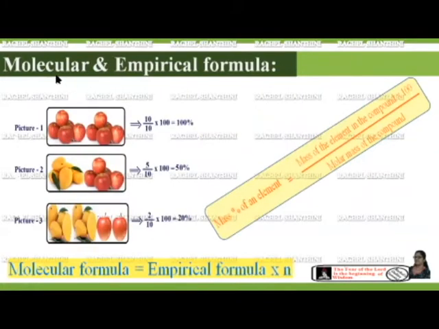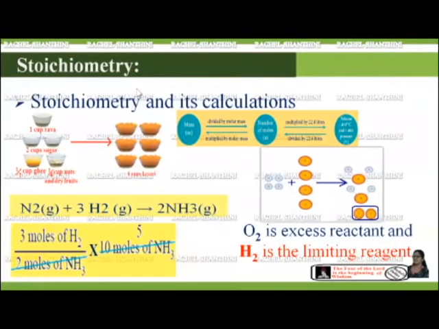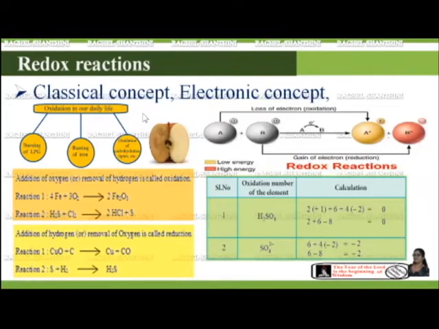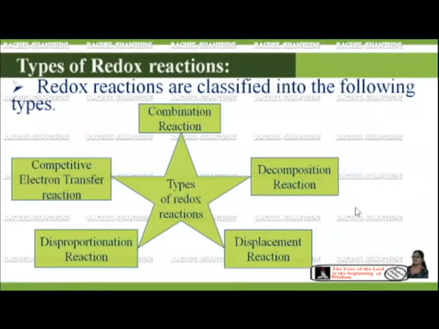In session 1.9, we discussed the molecular and empirical formula. In session 1.10, we discussed stoichiometry and its calculations. In session 1.11, we have discussed the methods to express the concentrations in chemical solutions. In session 1.12, we have discussed the classical concept and electronic concept of redox reactions, and how to compute the oxidation number of an element. In session 1.13, we have discussed types of redox reactions.